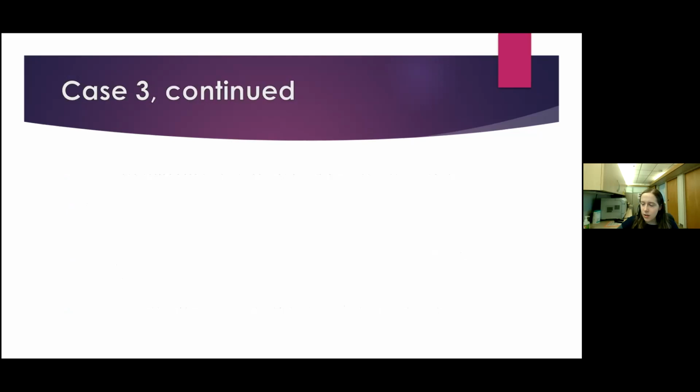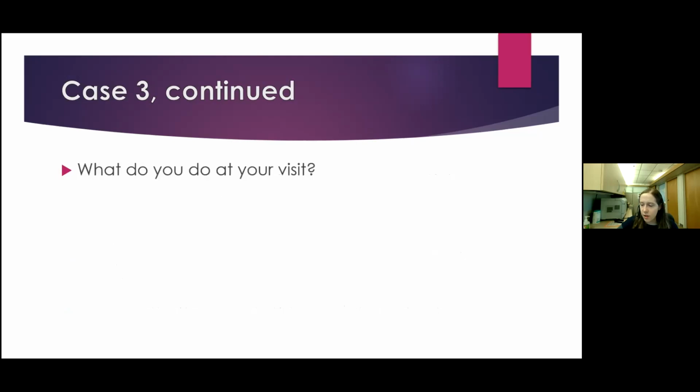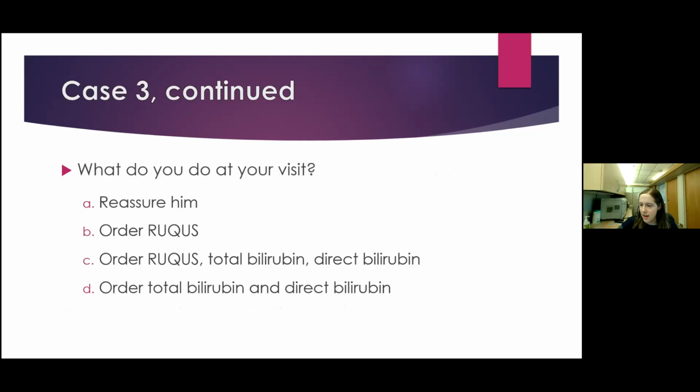Looking through his chart, you see that his T-bili has ranged anywhere from 1.4 to 2.2 since 2012. Most recently, this was 2.1 around 3 months ago. And his other LFTs are all within normal limits when you look at his most recent labs. So what do you want to do at this visit today? I'll let you read through the answers and pick your preferred option.